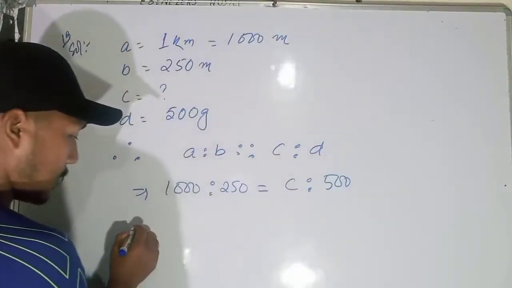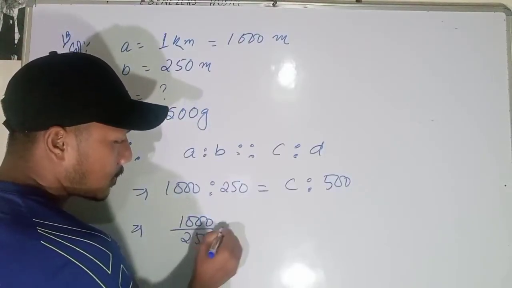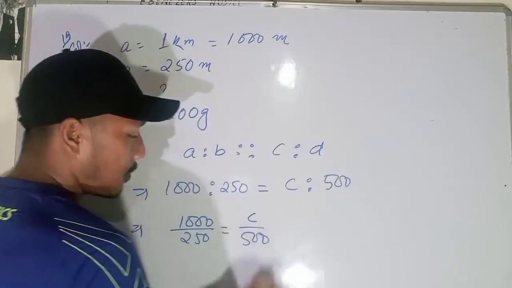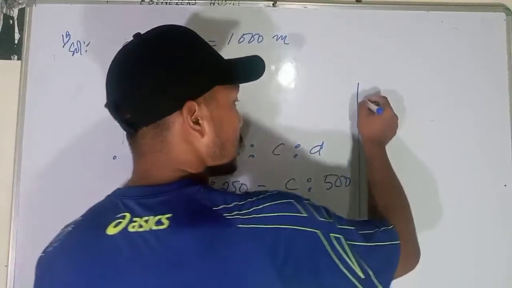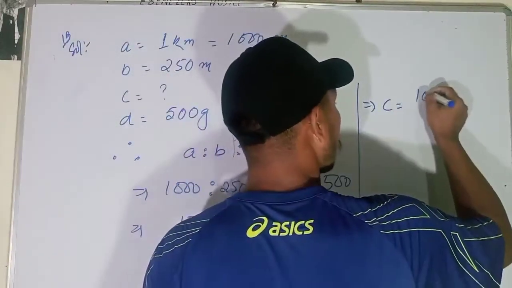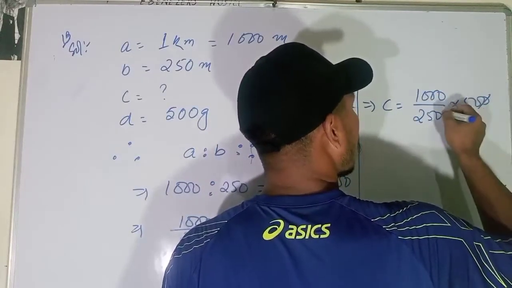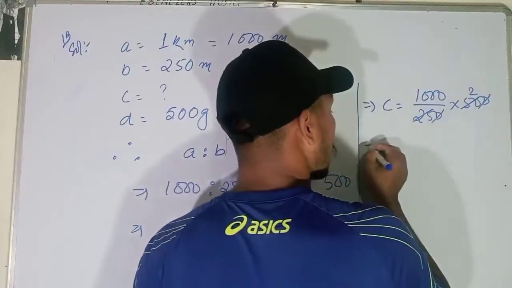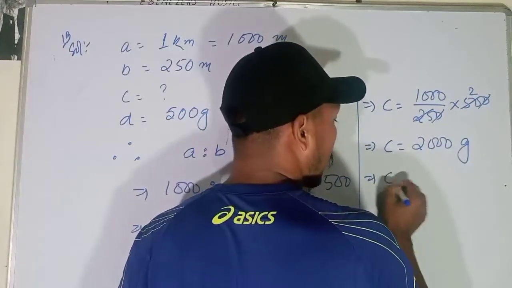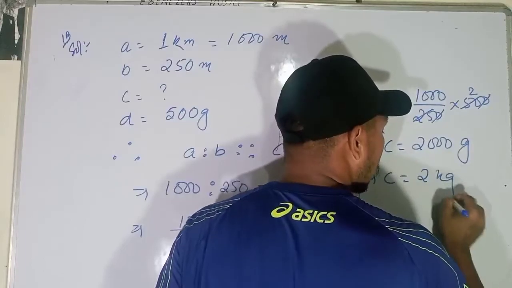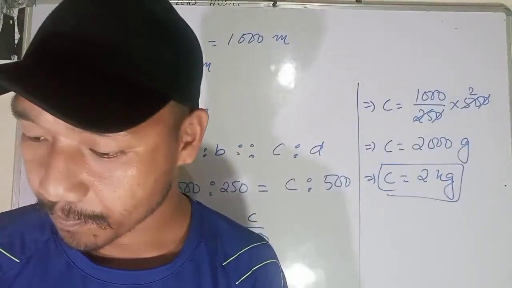If I rearrange this, 1000 divided by 250 is equal to C by 500. So C is 1000 divided by 250 into 500. The zeros cancel. 25 2s are 50. So C is 2000 grams. I can write this in kg, so it is 2 kg. So our C is 2 kg.